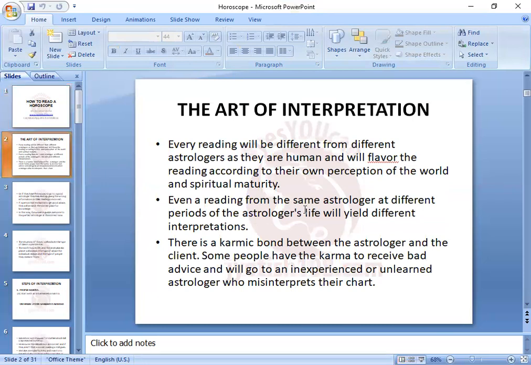So every reading will be different from different astrologers, as they are human and will flavor their reading according to their own perception of the world and spiritual maturity. So astrology is always about putting the human factor in. Okay, you may have different softwares. You may have a lot of softwares which claim to be very, very accurate, each one more accurate than the other. But at the end of the day, the chart has to be read by a human astrologer. And because the astrologer is a human, at the end of the day, the human factor will always come in.